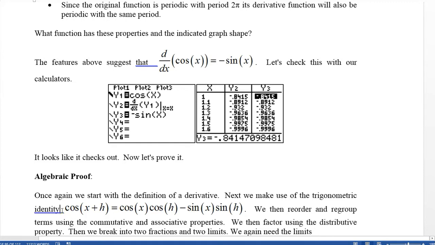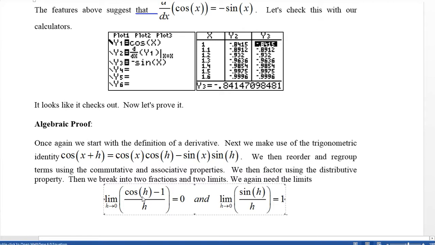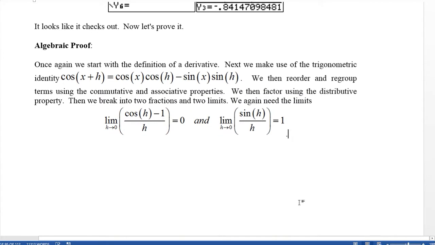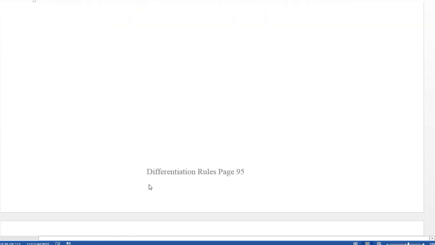Now, we're going to use a special sum identity. Cosine of x plus h equals cosine x times cosine of h minus sine x times sine h. And we're going to use the same two limits that we did when working with the derivative of sine. The limit as h goes to 0 of cosine of h minus 1 over h is 0, and the limit as h goes to 0 of sine h over h is 1. So those three things right there are going to be the key facts.